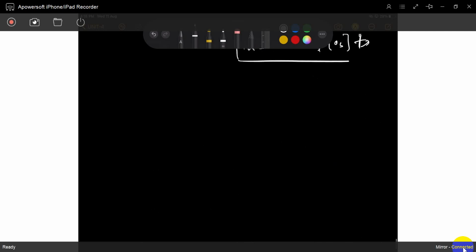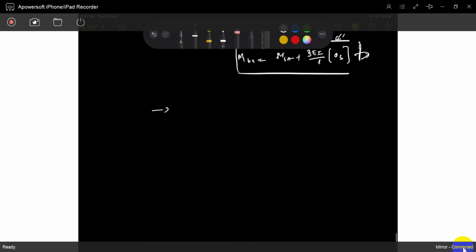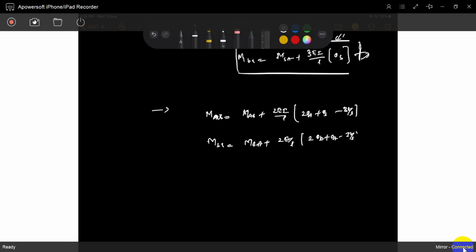But in the whole picture of slope deflection equations, we write only two equations. What are the two equations? M_AB is 2EI by L into 2 theta A plus theta B minus 3 delta by L. M_BA is 2EI by L into 2 theta B plus theta A minus 3 delta by L. Only these are the two equations in the total slope deflection equations.